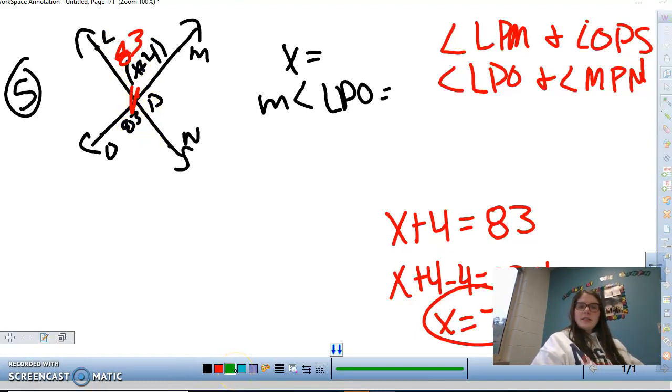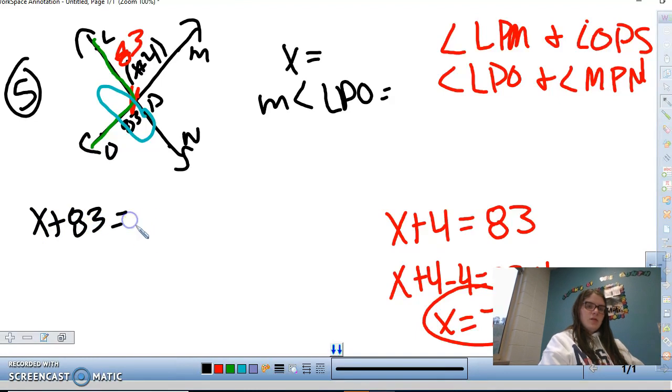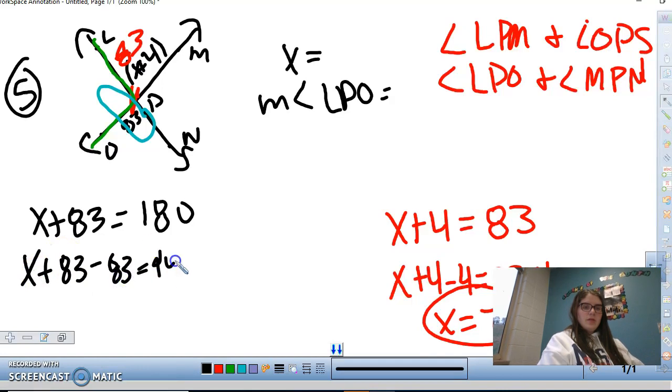The next thing I need to find is angle LPO. I can see that these two are supplementary. Supplementary angles add up to be 180 degrees. So I'm going to have x plus 83 equals 180. I need to subtract 83 from both sides. So x plus 83 minus 83 equals 180 minus 83. I'm going to have x equals 97.